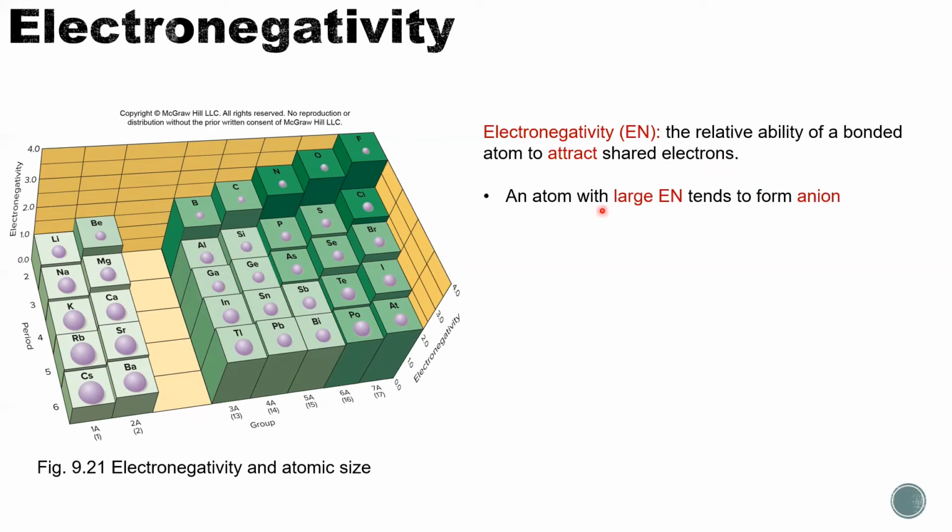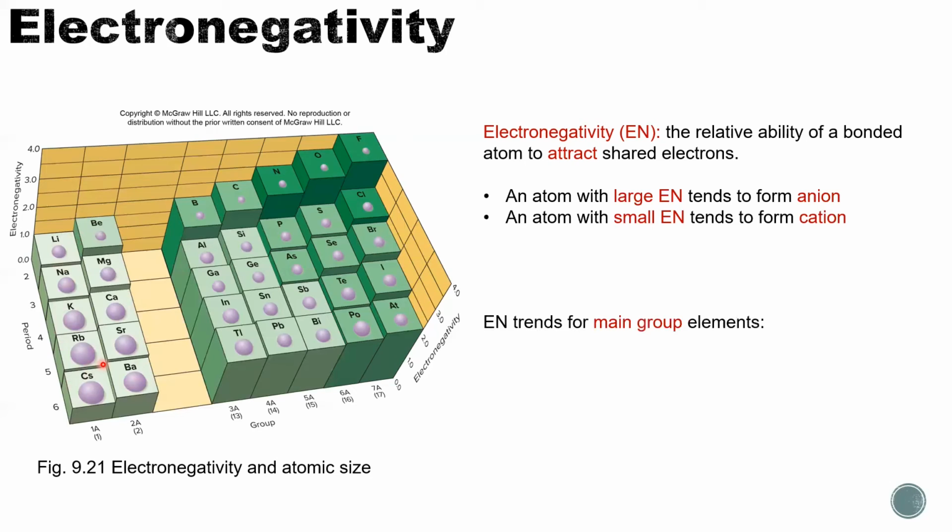So an atom with large electronegativity tends to form an anion. An atom with small electronegativity tends to form a cation. As you can see in this figure 9.21, all the nonmetals have large electronegativity, and they tend to form anions. And for all the active metals, they have small electronegativity and they tend to form cations.